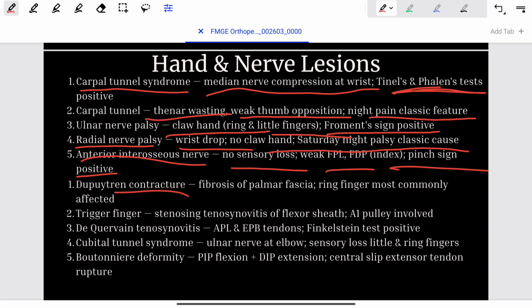Dupuytren contracture: fibrosis of the palmar fascia. It most commonly affects the ring finger. Trigger finger: stenosing tenosynovitis involving the A1 pulley of the flexor tendon sheath.